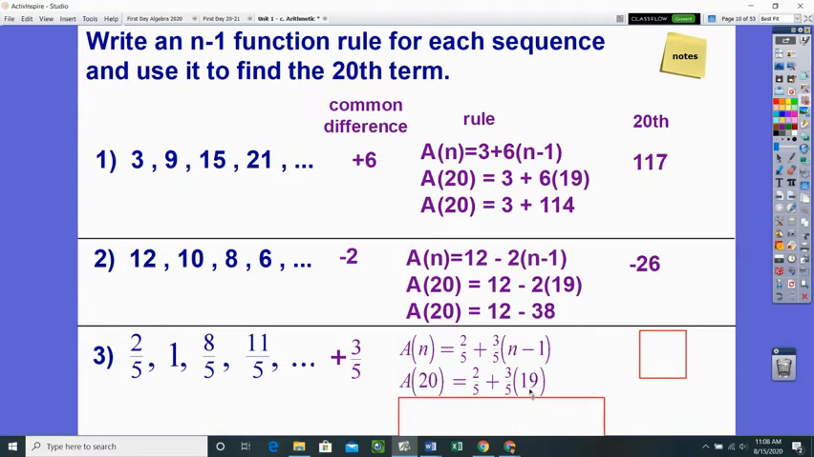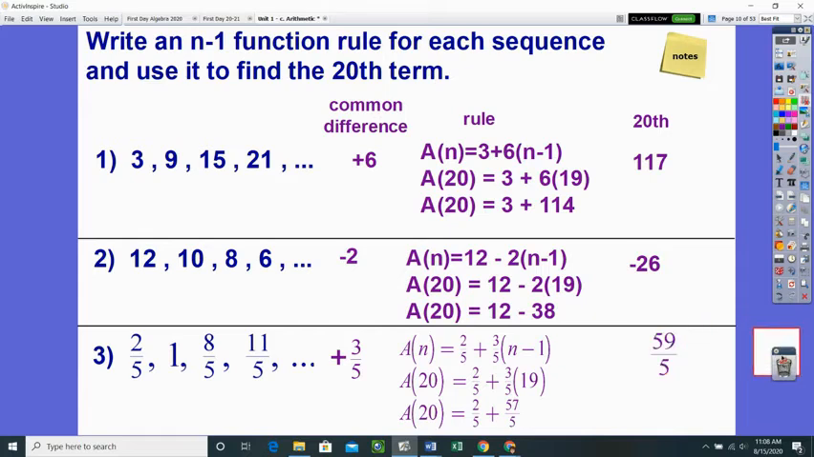And now 19, remember this 19 is over the invisible 1. So 3 times 19 over 5 times 1. And then add the 2/5. And did you get that it will be 59/5?